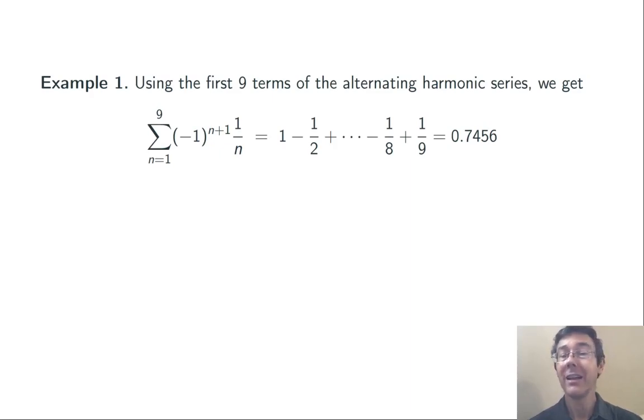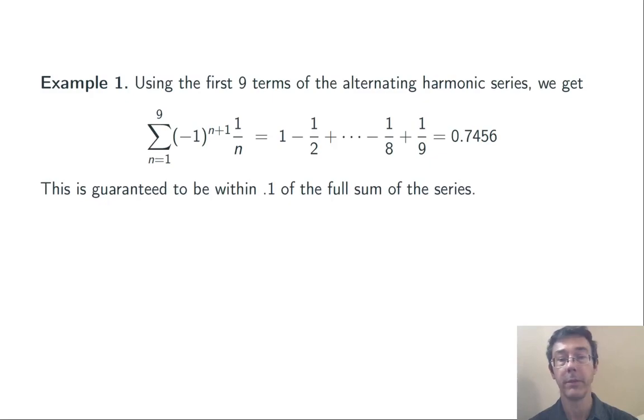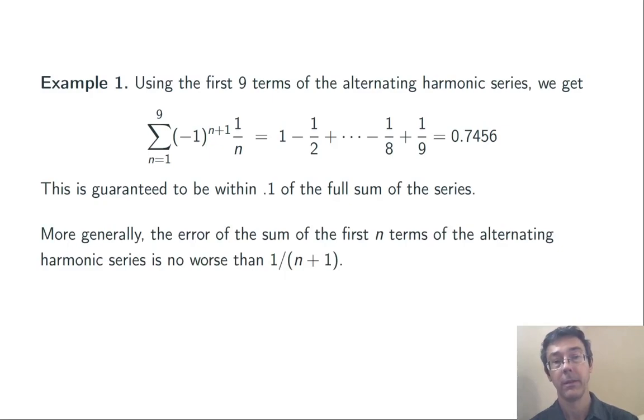Here's an example. Using the first 9 terms of the alternating harmonic series, we get 1 minus a half plus a third all the way up to plus 1/9, which is about equal to 0.7456. So the error on that can be no worse than the next term in the series in absolute value, which is a tenth. So 0.7456 is guaranteed to be within 0.1 of the full sum of the series.